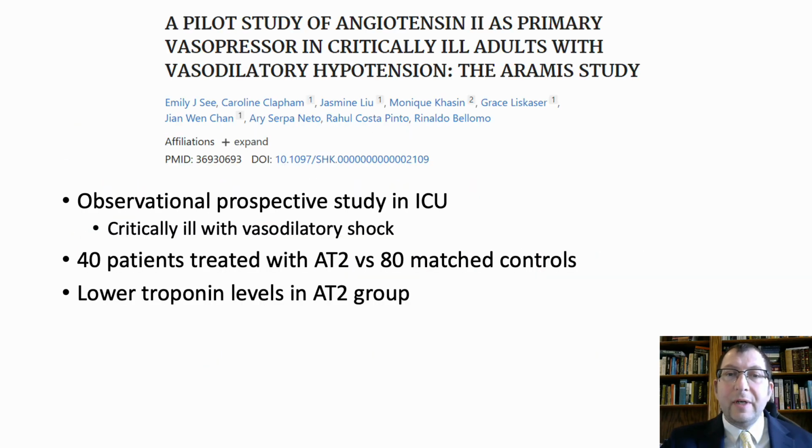C et al. did an observational prospective study in the ICU. They looked at 120 patients with vasodilatory shock. 40 were treated with angiotensin II, and 80 were matched controls. They noted lower troponin levels in the angiotensin II group. The angiotensin II treated patients also had lower ICU mortality, but not 28 or 90-day mortality. Renal replacement therapy and AKI rates were similar, but patients with previous exposure to ACE inhibitors had lower creatinine overall.